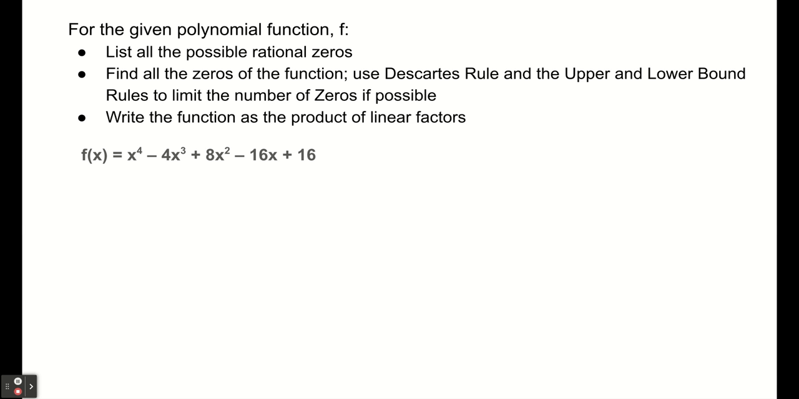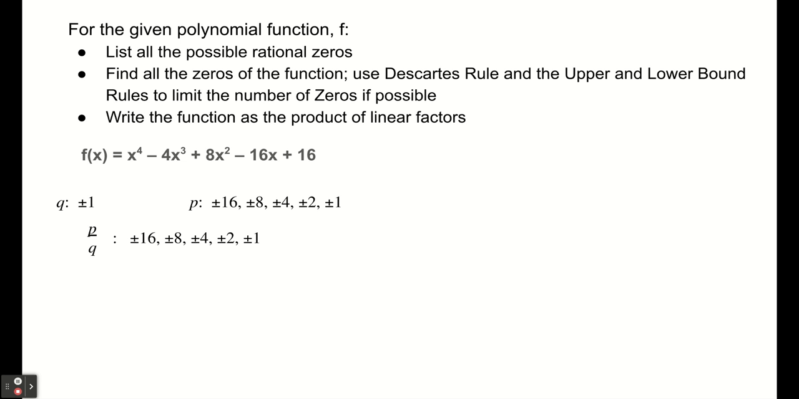What we're going to do is look at the constant term, which is 16. We're calling this P. We're looking at the leading coefficient, which is Q, and that's 1. Now we're listing all of the factors of P and all of the factors of Q. In particular, we're interested in P over Q, and these are the possible rational zeros. So there are 10 possible rational zeros.